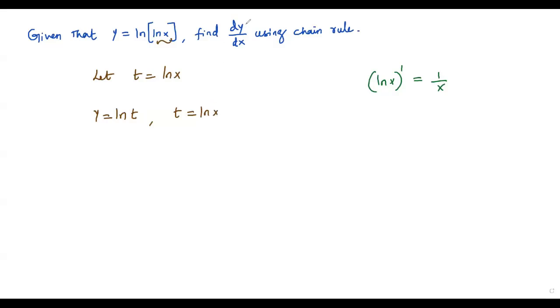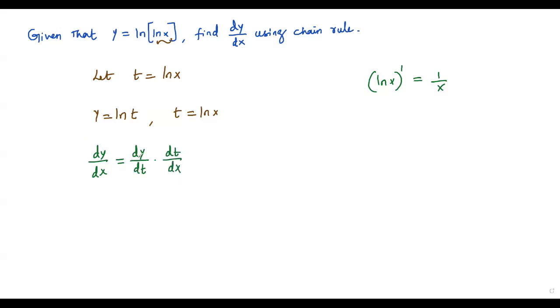According to the question, we have to find dy over dx, that is, the derivative of y with respect to x. In this function we have y. Is it possible to find the derivative of y with respect to x? No, it's not possible, because here y is a function of t. Since y is a function of t, we can find the derivative of y with respect to t. Further, t is a function of x, so we can find the derivative of t with respect to x, then we get dt over dx. So this is called chain rule.